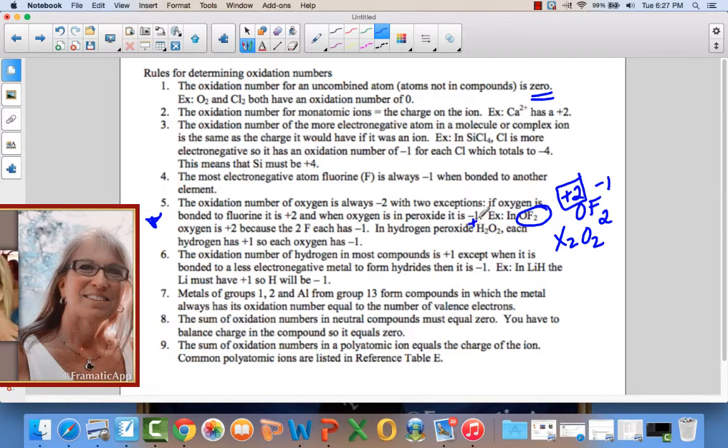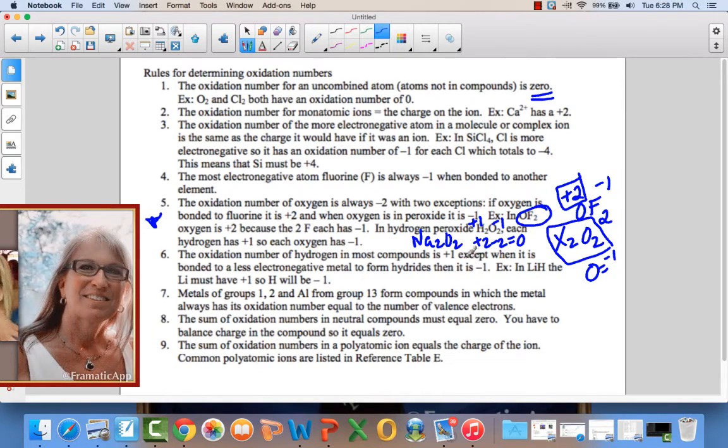Why? Because hydrogen is +1. +1 times 2 is +2. We know that this has to be -2 to be equal to 0. So 2 divided by 2, this is -1. So anytime we have a peroxide, and it takes this form right here, X2O2, O equals a -1. There's only two peroxides, H2O2, and the other one that they might show you is Na2O2, sodium peroxide.